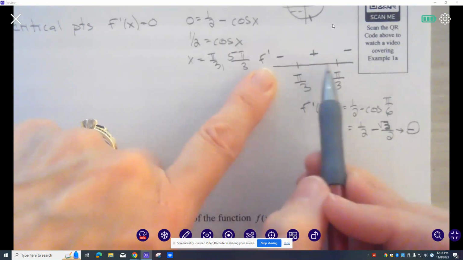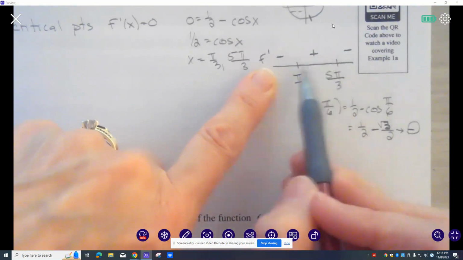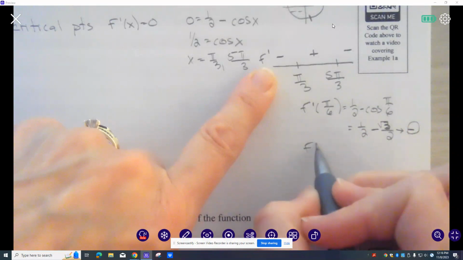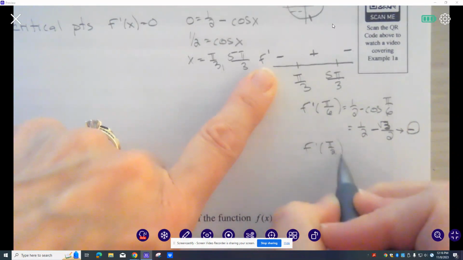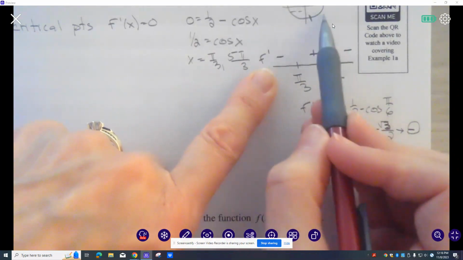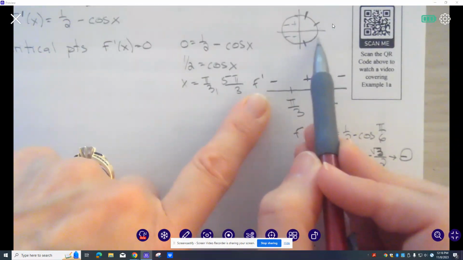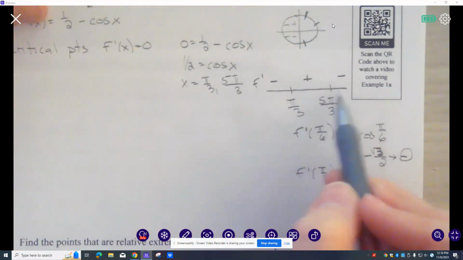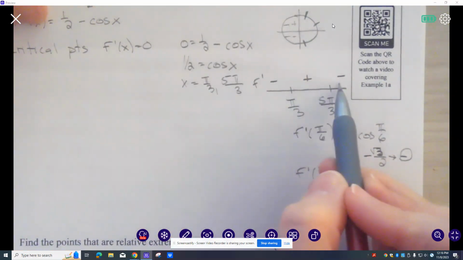So then you could do pi over 2 for this range. So check f prime of pi over 2. And then bigger than 5 pi over 3, you could check like 11 pi over 6. So you want to check in those three regions and figure out the sign of your derivative.